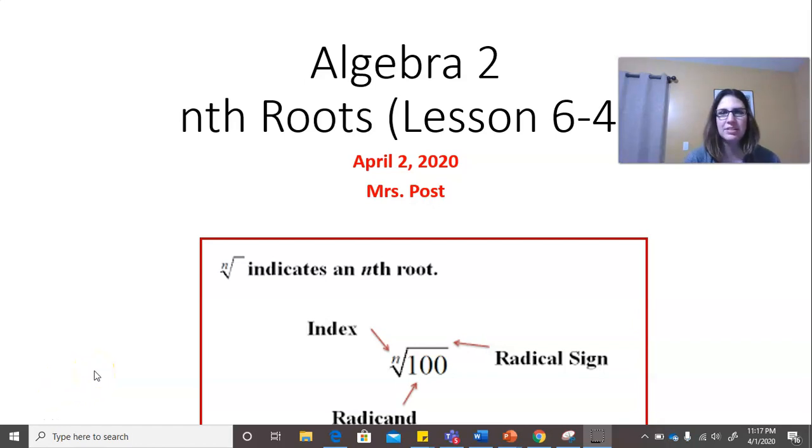Hey mathematicians. Today for Algebra 2, we're going to work on the lesson called nth roots. This actually comes from lesson 6-4, so if you have your green workbook at home and you wanted to look at it, you can. Today I'm also going to send you guys the link to the online textbook.